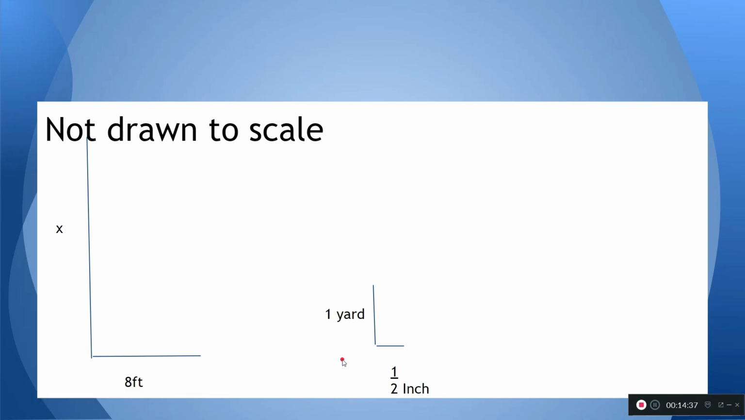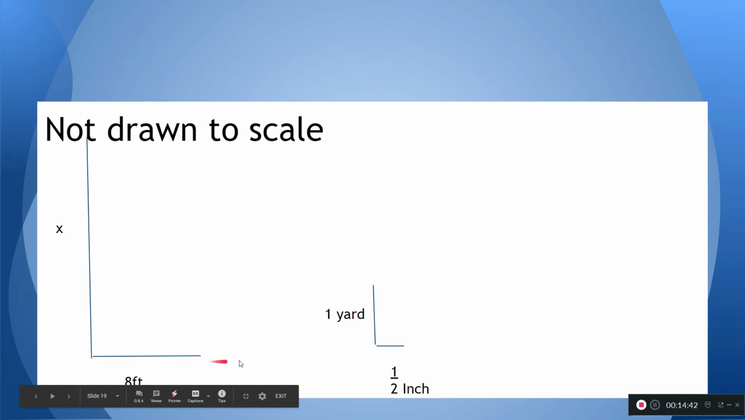So what we're looking at here is we've got a shadow of 8 feet off of the building, the tower, right? And we've got a shadow of ½ an inch off of the yardstick. So we've put in place here the 8 feet for the shadow length, 1/2 inch for this shadow length. We've got 1 yard as the height here of this yardstick, and we're looking for x. We're looking for the height of this building, how tall this building is that casts an 8-foot shadow, while at the same time a yardstick would only cast a half an inch shadow. So let's take a look.